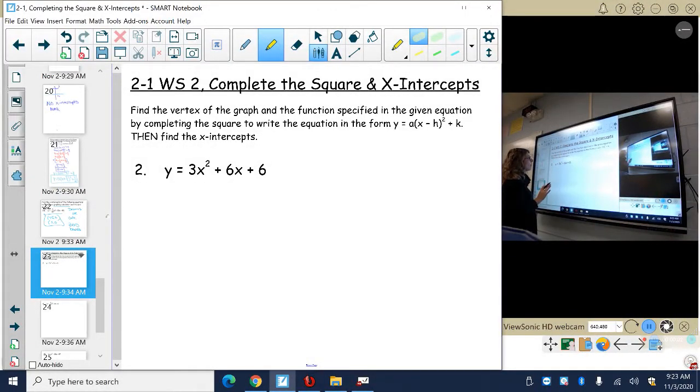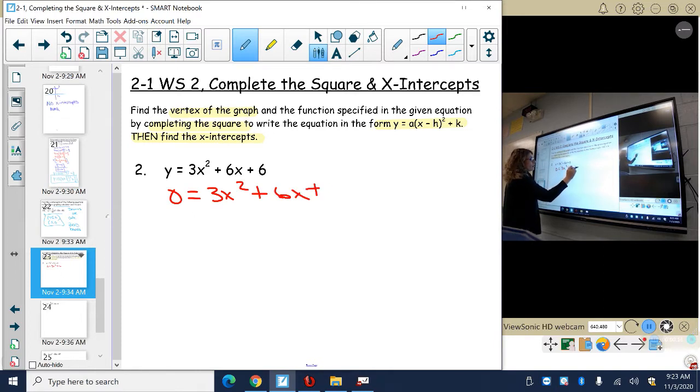Okay, the directions for worksheet 2 say to find the vertex of the graph by completing the square, putting it in this form, and then finding the x-intercepts. So, the very first thing we're going to do is let 0 be y. Then we're going to bring the constant term over to the other side. So that's minus 6 is equal to 3x squared plus 6x.